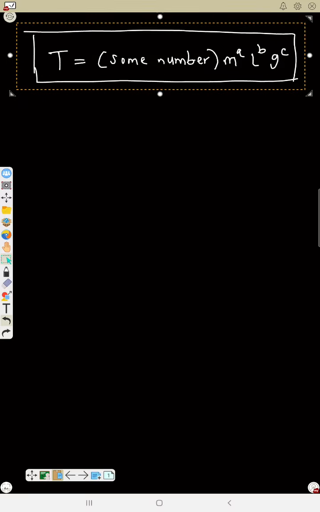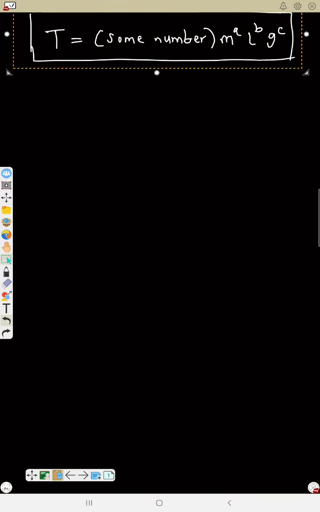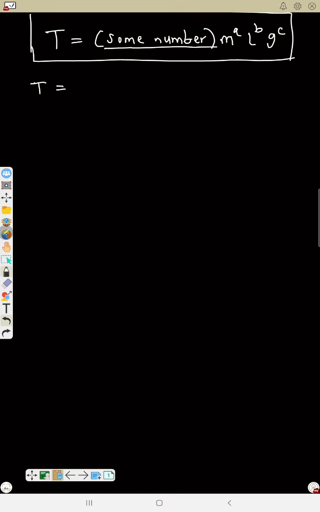So now, to proceed, we already know that mass is capital M, length is L, and g is gravitational acceleration. We know all the dimensions already. So that means T is equal to some number. That some number is dimensionless, so that will be 1. We say any number is dimensionless.